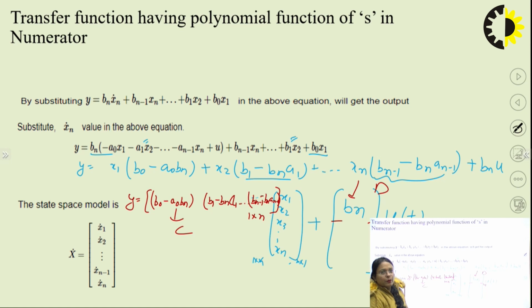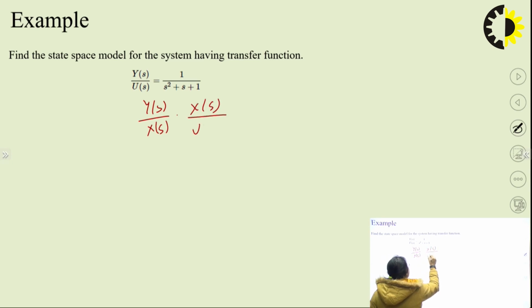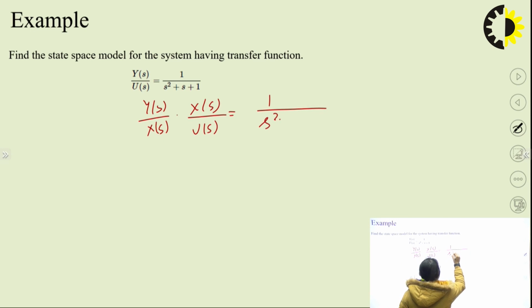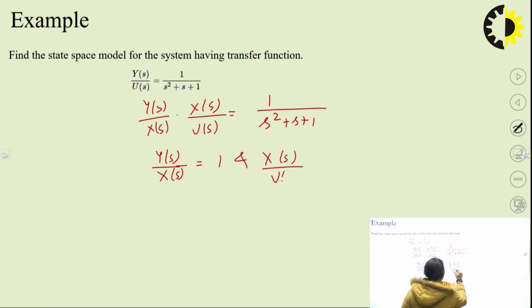Okay, so this is a state model when I am having a polynomial function of s in the numerator. So let's go for one of the examples. We have to find out the state space model of the system which is having a transfer function of 1 upon s square plus s plus 1. So what I'll do is Ys upon Xs into Xs upon Us will be equal to 1 upon s square plus s plus 1, right? So I'll take Ys upon Xs is equal to 1 and Xs upon Us will be equal to 1 upon s square plus s plus 1.